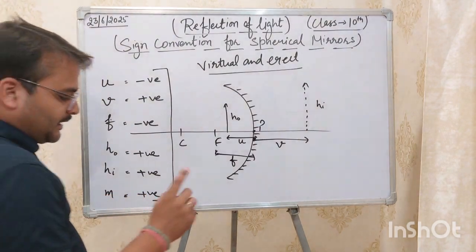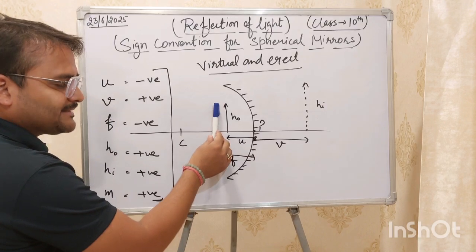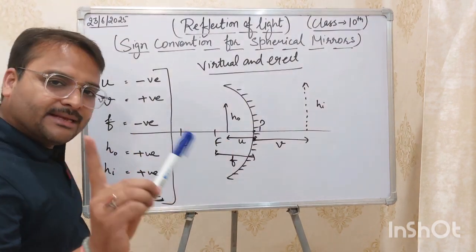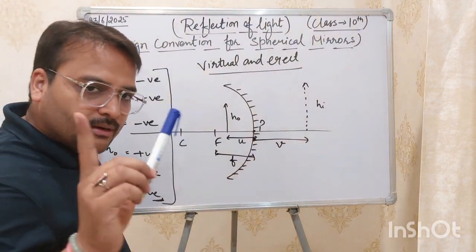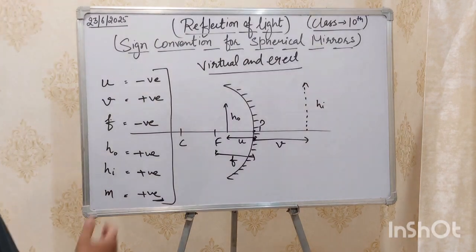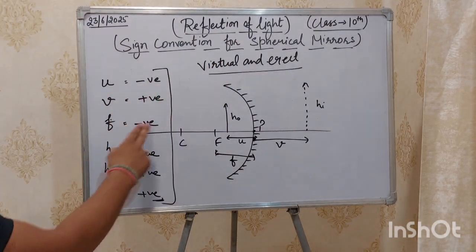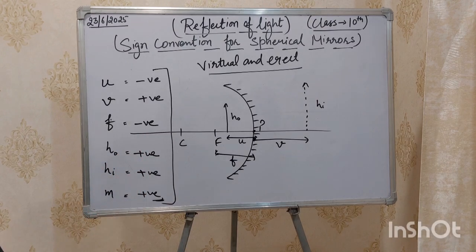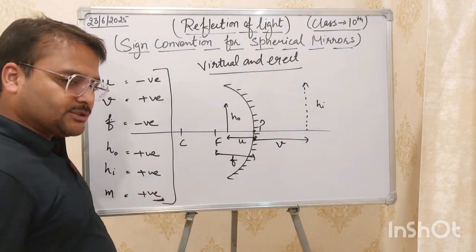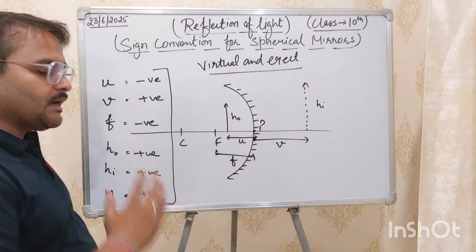Next, we are going to start with the real image. As I have told you, if we place the object from the focus to infinity, then a real image is going to be formed. So for the sign convention, please note down: U negative, for the virtual and direct image, V positive, F negative, height of the object positive, height of the image positive, and magnification positive. In this, only U and F are negative; all other terms are positive.